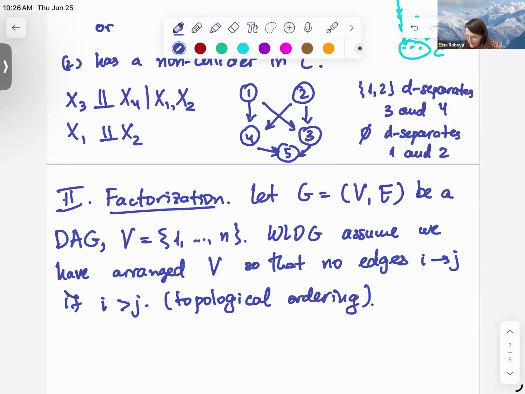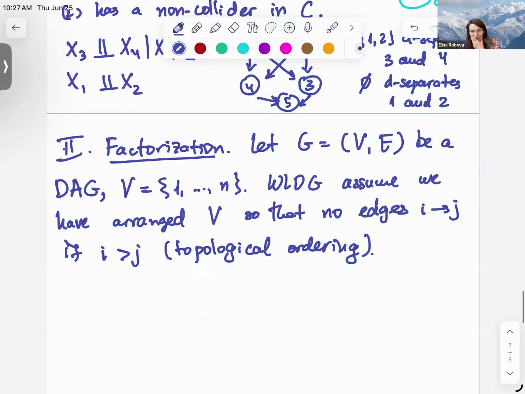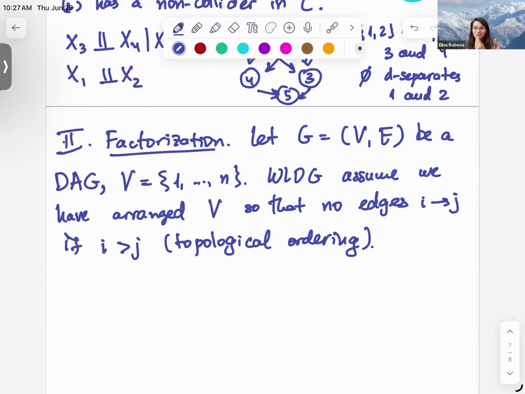So what does this mean? Just like any of the graphs I have given you, I've already arranged them in topological ordering. So the edges go from small to large. I don't have an edge from 3 to 2 or from 3 to 1. I'm going to leave it as an exercise to show that if your graph is acyclic, a DAG, then you can always find such an arrangement. There's sometimes more than one such arrangement, but you can always find a topological ordering of the numbers from 1 through n, so the edges go from smaller to larger.